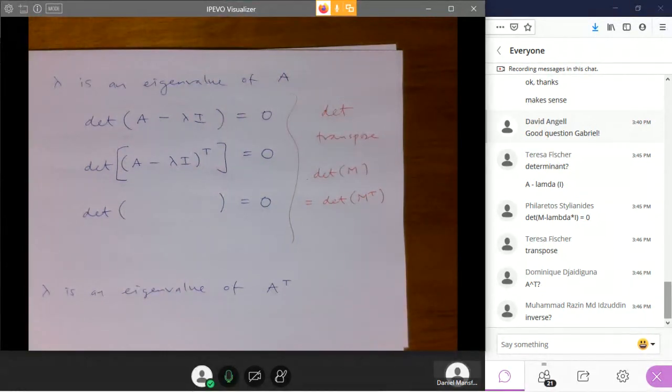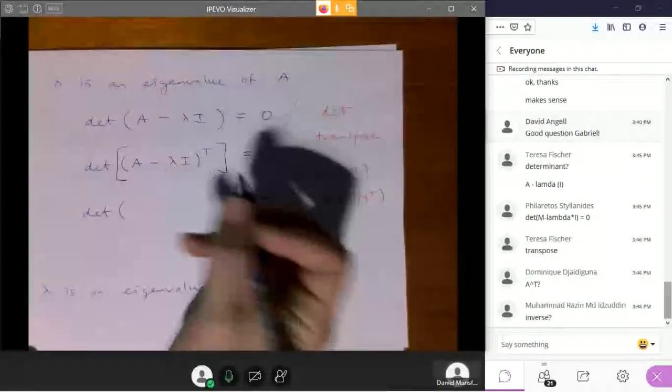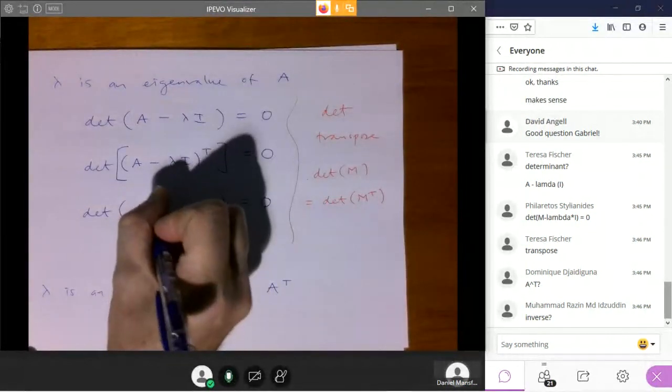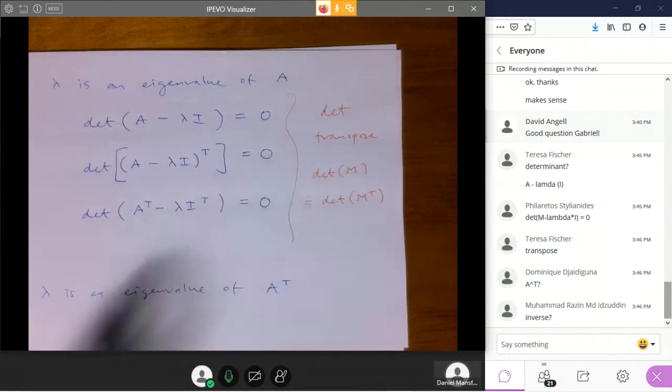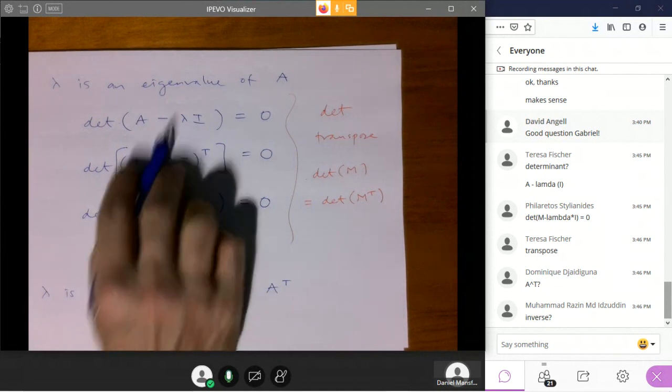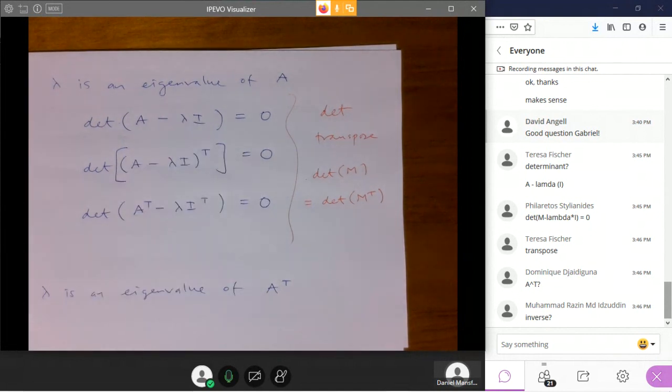Remember that transposes respect addition and subtraction. In fact, taking the transpose is a linear operation. So I can just say that's A transpose minus scalar times I transpose. Okay, so I'm saying this determinant equals 0 because that's what an eigenvalue means.